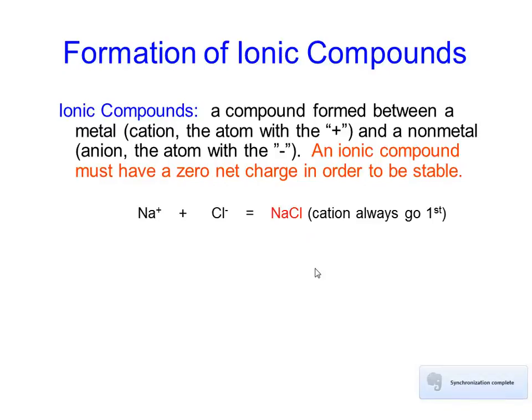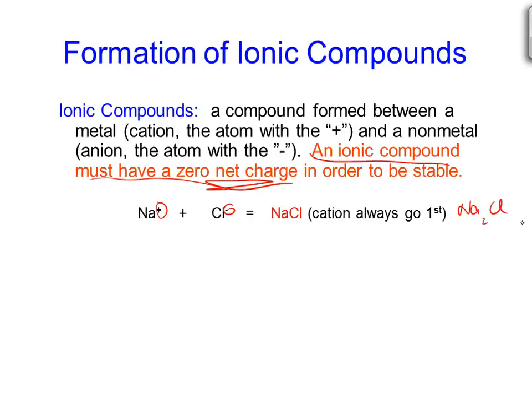And also, because of this rule right here, it must have a zero net charge. How do I know that? 1 plus, 1 minus is a balanced charge. To be stable, the ionic compound must have a zero net charge. Okay? So that's what we mean by zero net charge. In other words, I cannot say N2Cl is the correct formula. There are so many combinations. I can come up with a lot of them. But the correct one is NaCl because it follows that zero net charge rule.